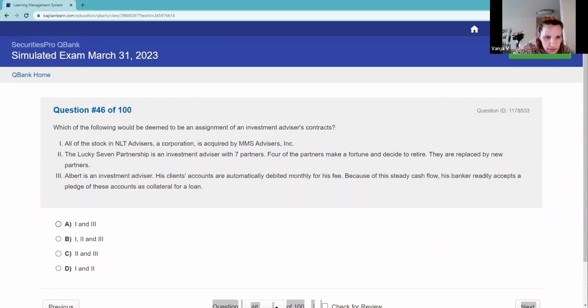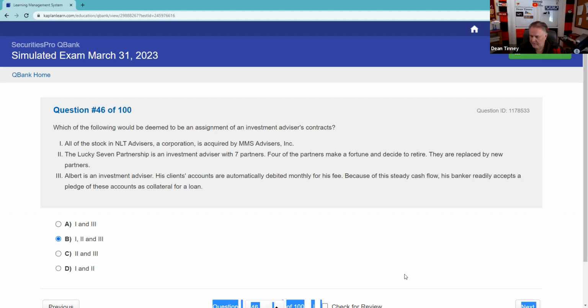Well, the only other option is, okay, there is a B and D. I just can't remember, like, pledge of accounts. Oh, shoot. Collateral for a loan. I'm going to say B as in boy. You are correct, because that's considered an assignment of the contract. Right? You need permission for that.